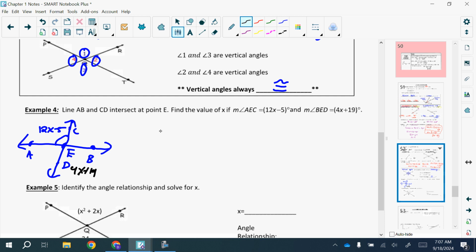Now again, these are vertical angles, so they should be congruent, so we can set them equal to each other and solve. So get all of your x's on one side, so you end up with 8x, get all your numbers on the other side, 24, so x equals 3. And then, similar to what we've done in the past, you can just plug x in to get your angles.